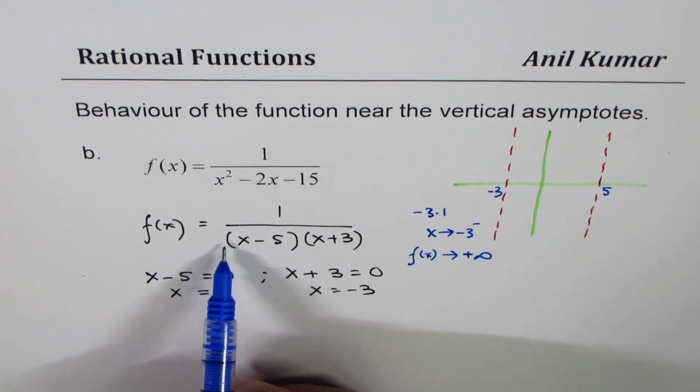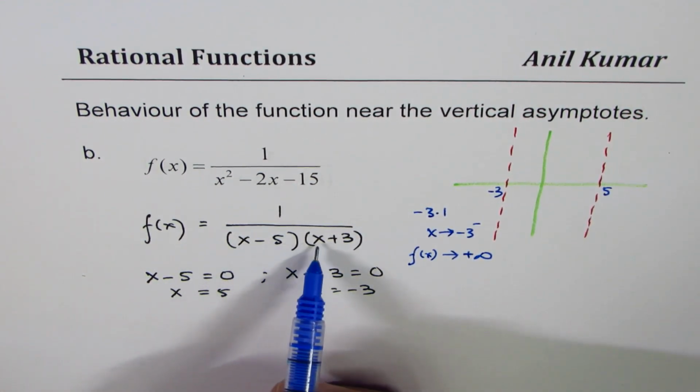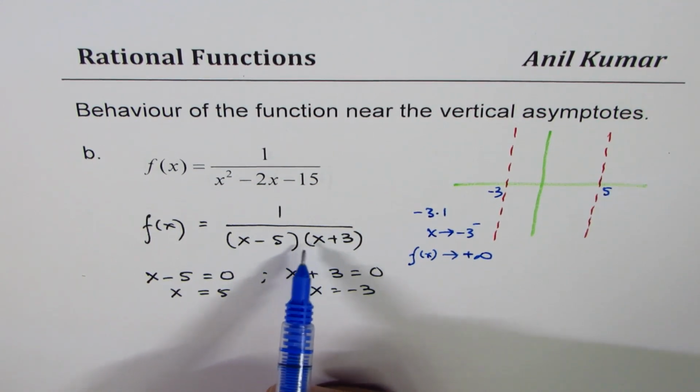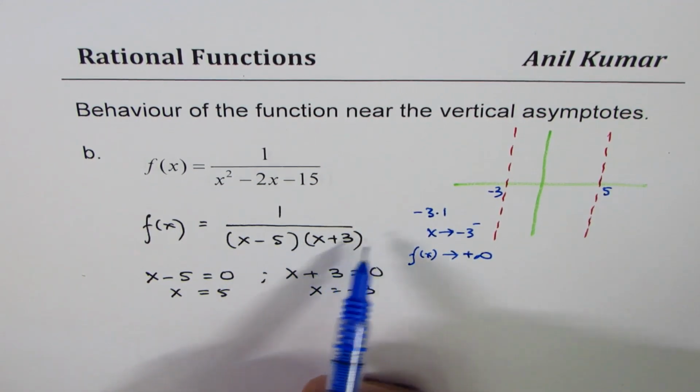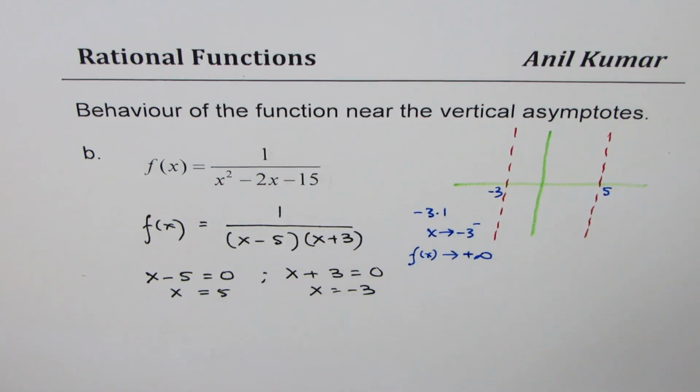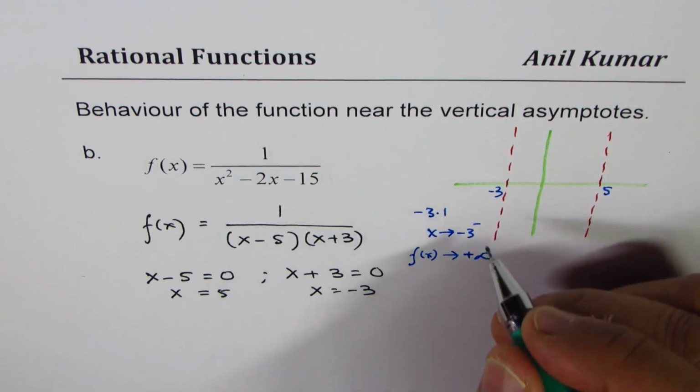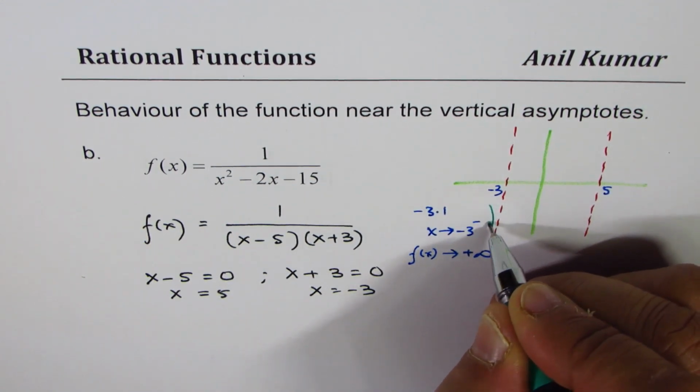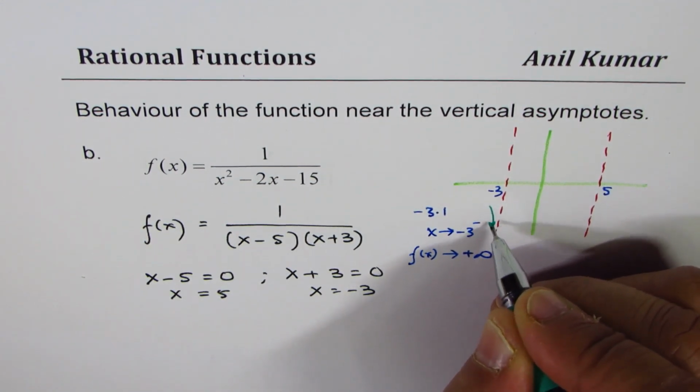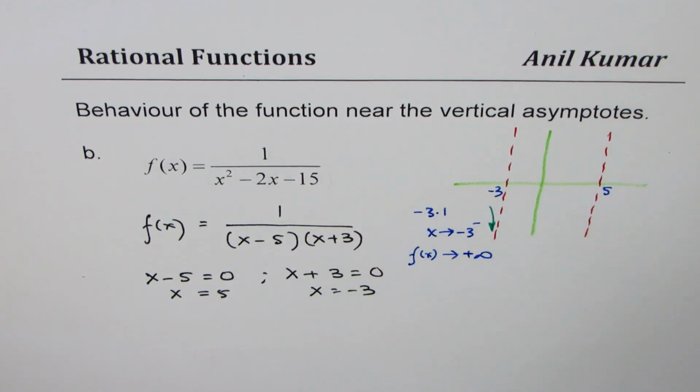Because if I substitute a value, let us say minus 3.1, then minus 3.1 minus 5 is negative. Minus 3.1 plus 3 will give me minus 0.1, right? We're not interested in the value, but we are interested in the sign. So we clearly get the answer for the behavior when approaching from the left side.